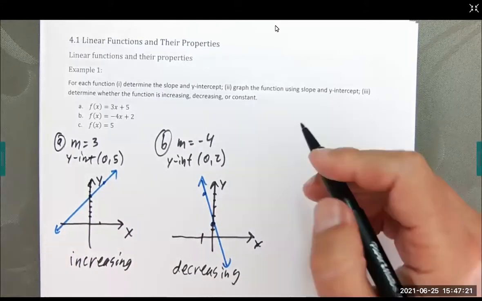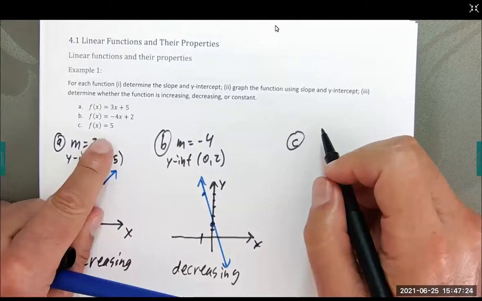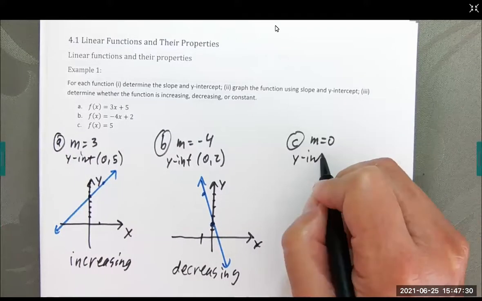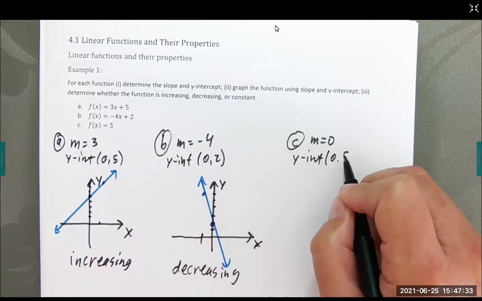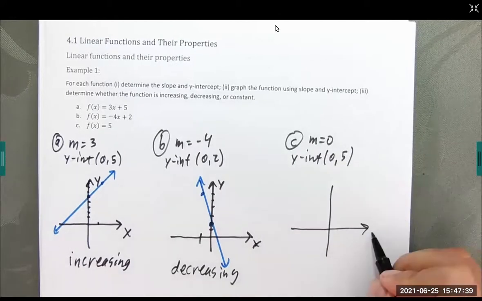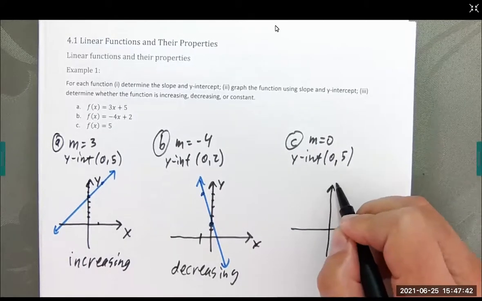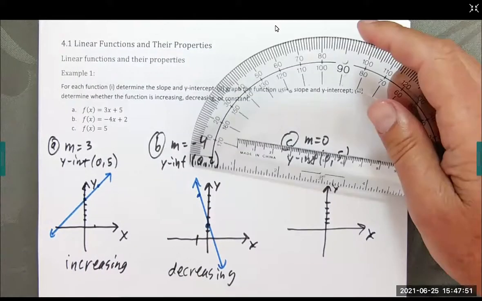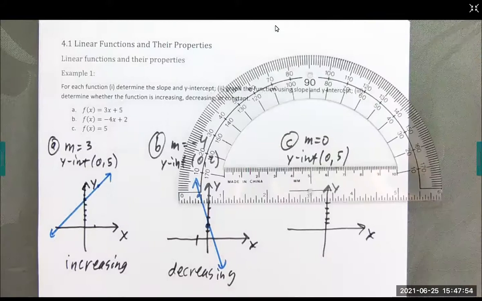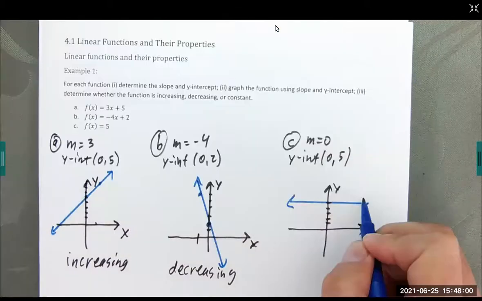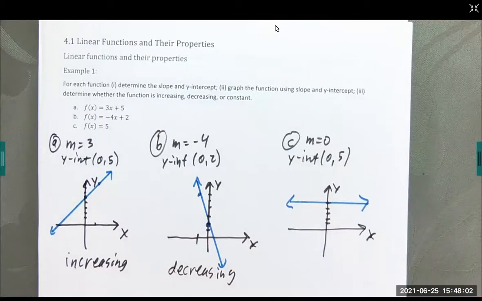Part C. y equals 5. The slope in this case is 0. The y-intercept is (0, 5). And then we have this is called a constant function, which means it is horizontal to the x-axis. Not parallel to the x-axis, horizontal to us. And that makes this, as I just mentioned, a constant function, constant.